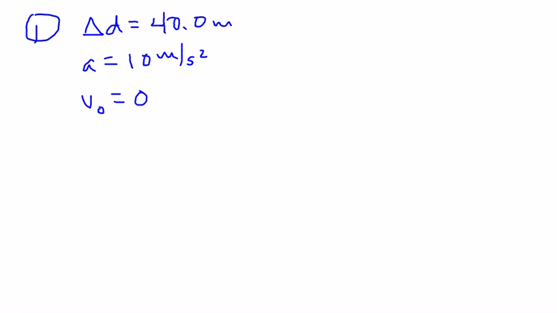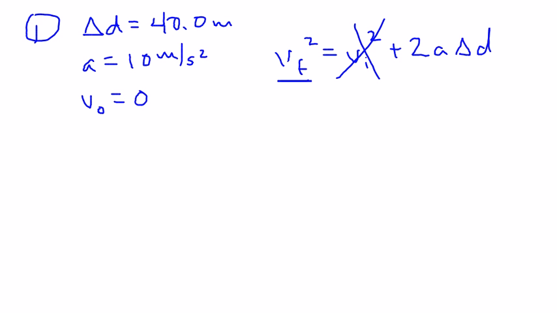The equation that we'll want to use here is VF squared equals VI squared plus 2A delta D. If we look at that, we're looking for the final velocity, so we can plug in everything really nicely, and VI squared, or V naught squared, cancels out because it's 0.